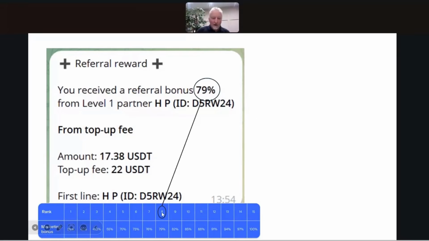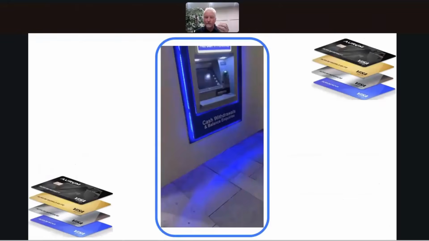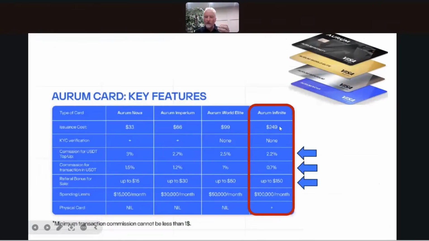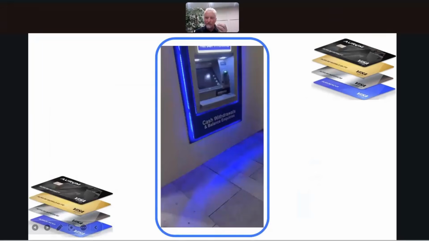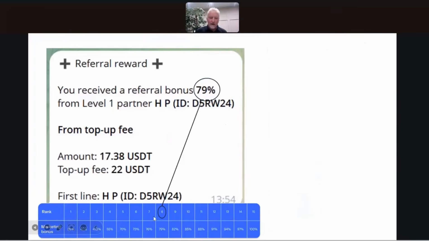At this point, I was qualified rank 8, and you can see below it says 79%. That means I get 79% of the $150. It costs $249, but there's $150 commission. Look over here: referral bonus for sales is up to $150 on every $249. You got it? So at rank 8, I was getting 79% of $150.